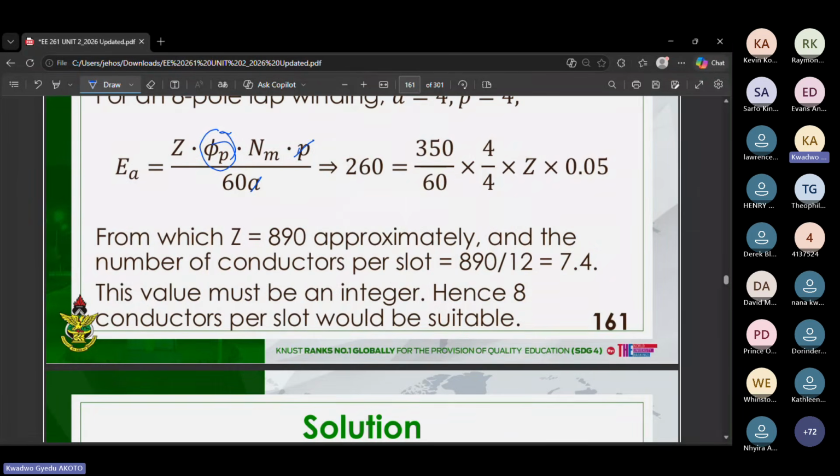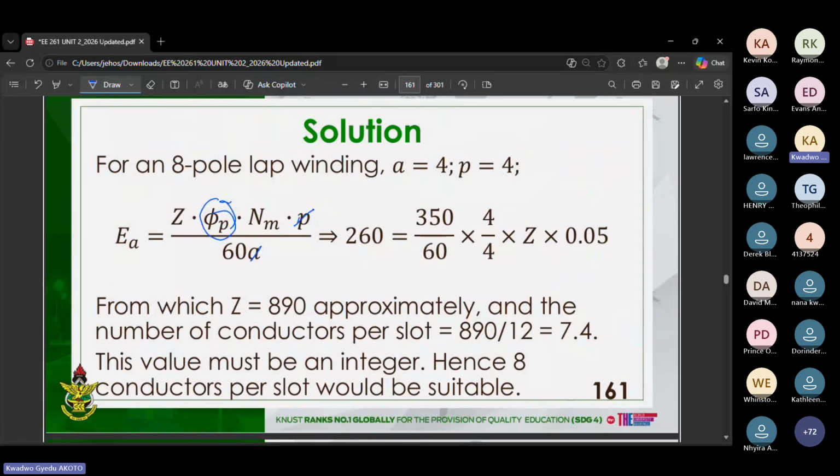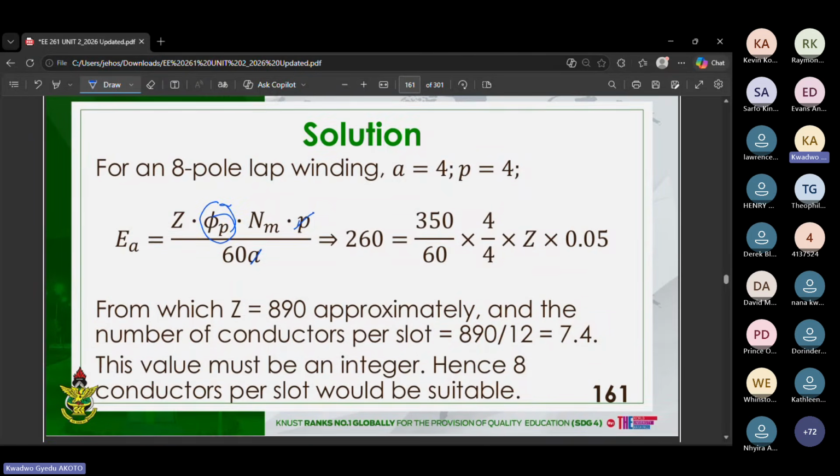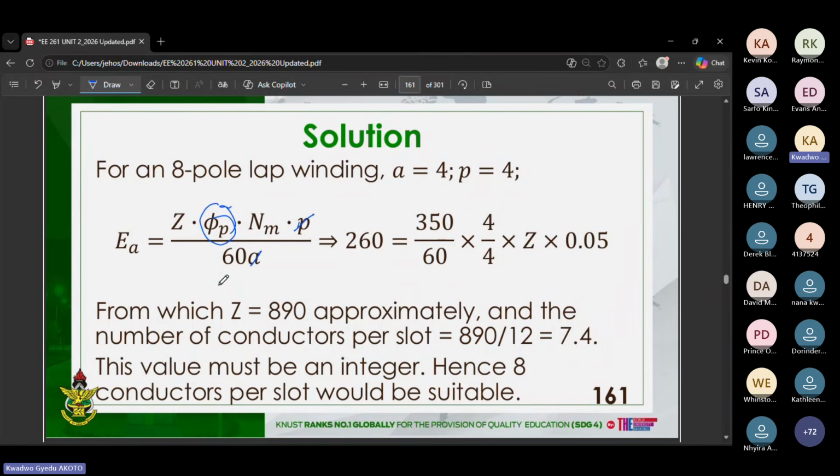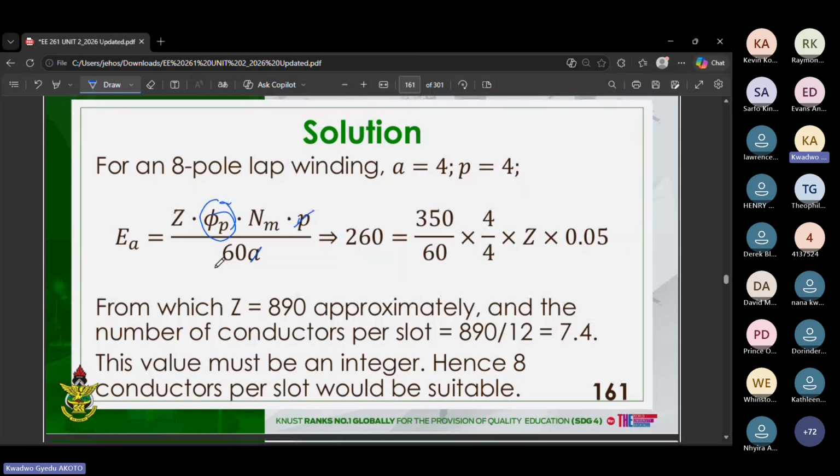Oh, wait, sorry. We're given our phi p. It's this one that we are looking for. We are looking for the number of, okay, so let me talk about this question. Let me talk about this question.